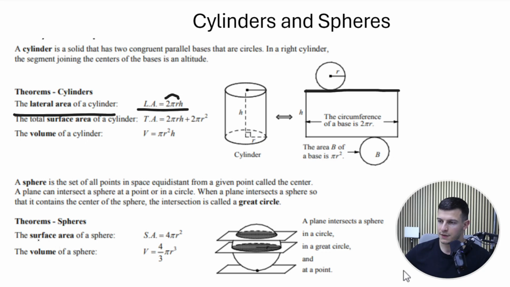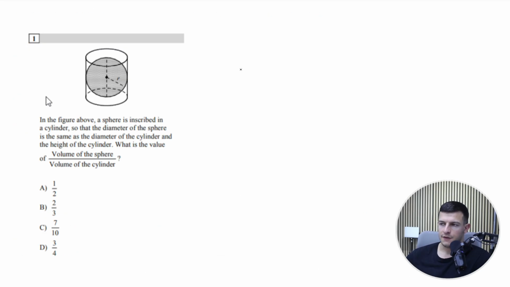Let's look at the spheres here. A sphere has a surface area of 4 pi r square and 4 over 3 pi r cube as volume. In the figure above, a sphere is inscribed in a cylinder so that the diameter of the sphere is the same as the diameter of the cylinder and the height of the cylinder. What is the value of volume of sphere divided by volume of cylinder?